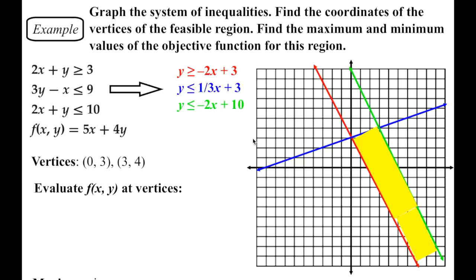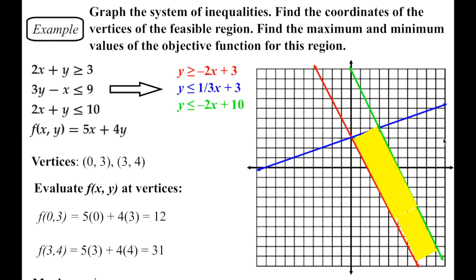So those are the 2 we want to evaluate the function for. And so I went ahead and did that. I plugged those into the function f using 0 for x, 3 for y, and then 3 for x and 4 for y. And I have these 2 values. Well, our maximum value is definitely 31 at the point (3, 4). That's going to be a maximum. We're never going to get anything bigger than that.